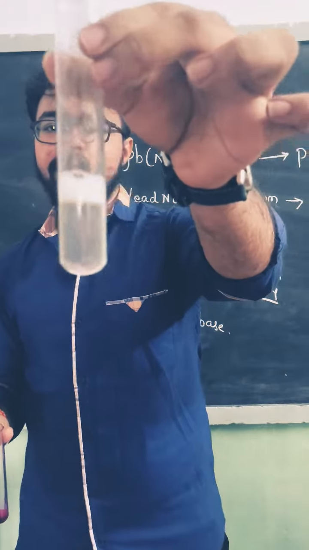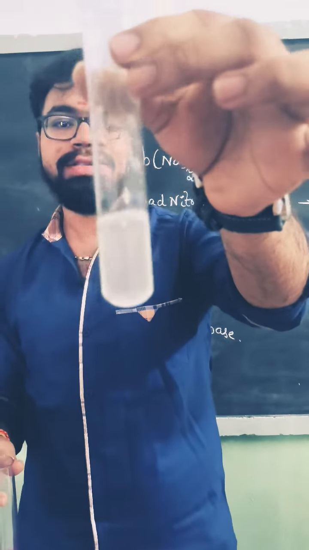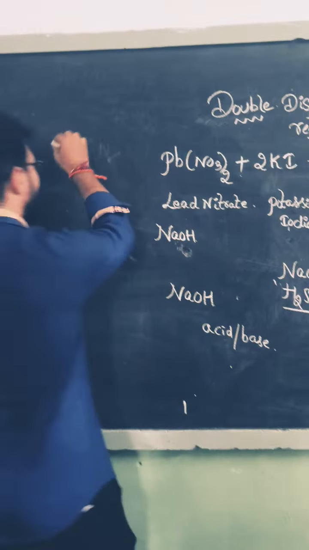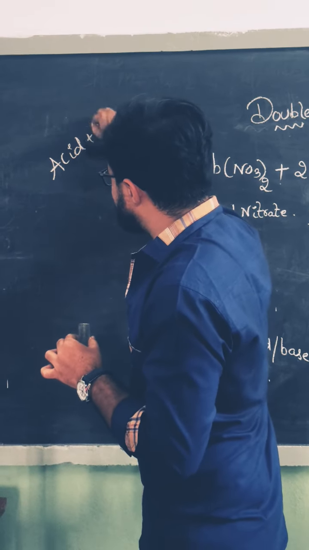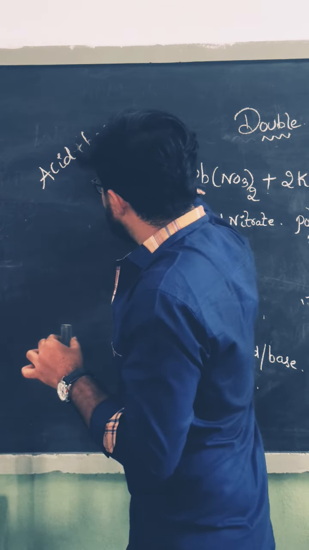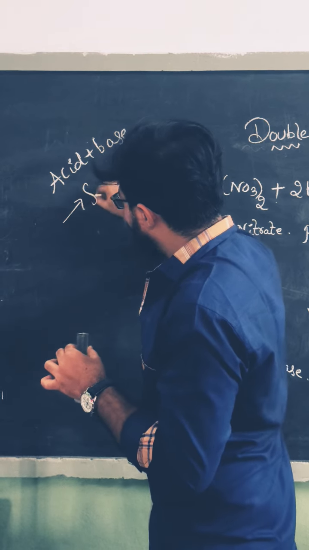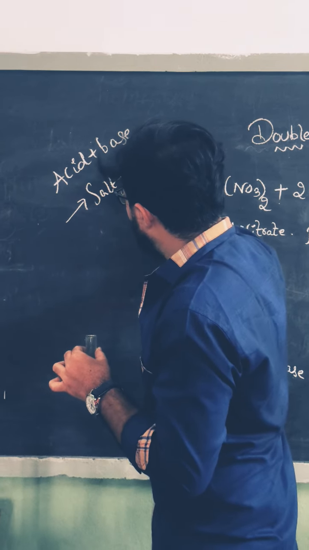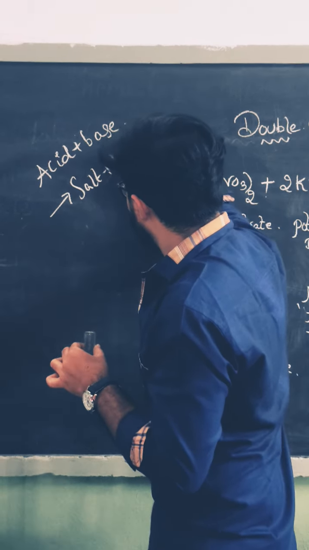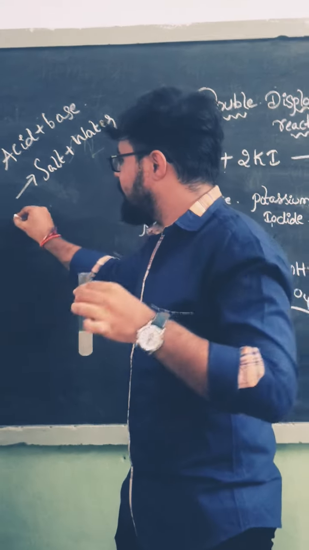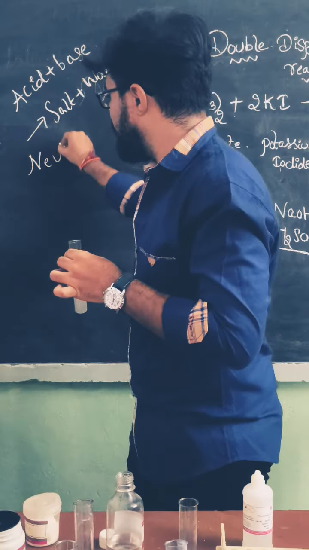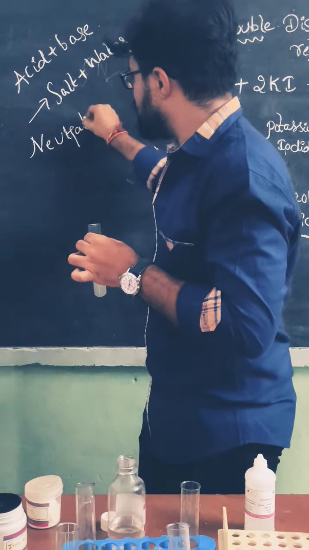So through this we have understood that whenever an acid, here we have considered sulfuric acid, is interacting with a base, here we have considered sodium hydroxide, that results in the formation of salt and water. So this is the best example or an activity showing neutralization reaction. So whenever an acid is interacting with a base, that results in the formation of salt and water.